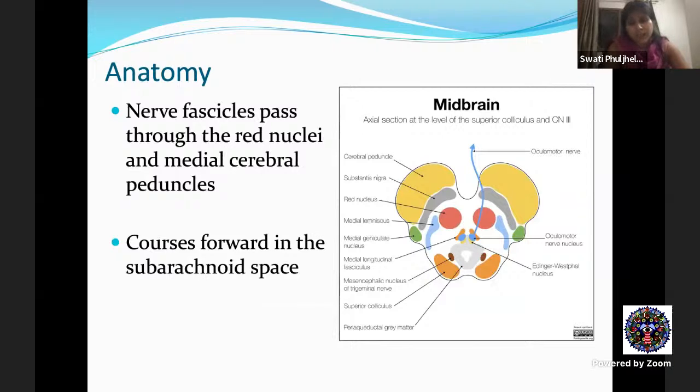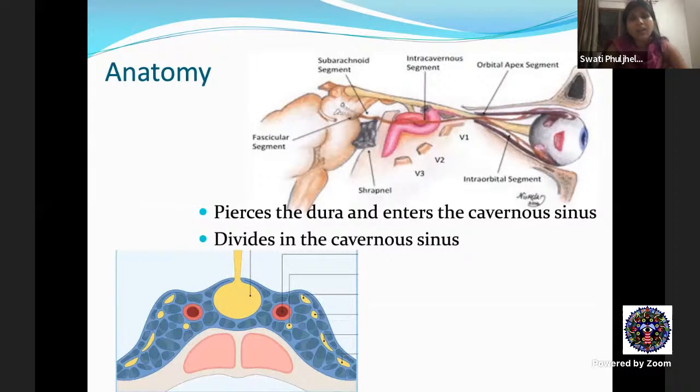Once the nerve is formed, it exits the fascicle, passes through the red nucleus, through the cerebral peduncle into the subarachnoid space. Here, in the subarachnoid space, it is related to multiple structures and multiple vessels, and it's quite susceptible to a number of things. After leaving the subarachnoid space, it pierces the dura and enters the cavernous sinus, and gets divided in the cavernous sinus into two divisions: the superior division and inferior division. Here also it is related to important structures, particularly other cranial nerves like the fourth nerve, fifth nerve, and sixth nerve, along with the sella and internal carotid artery.